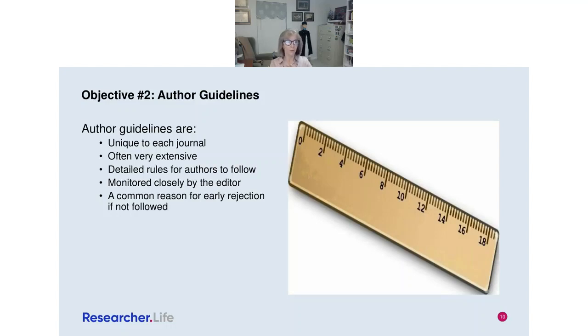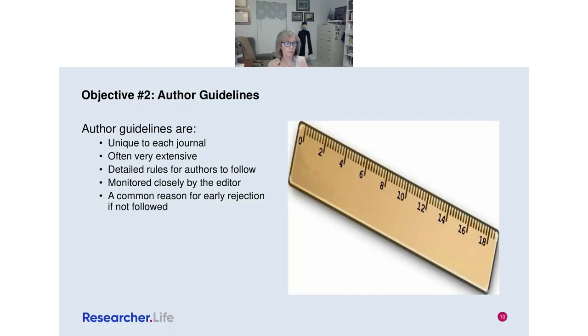All right, so after you have thought about picking that journal, once you have targeted a journal, you want to spend the rest of your time in those author guidelines. They should always be available to you online. I want you to remember that author guidelines are unique to each journal. They may be similar, but each journal has its own guidelines. They're often very extensive. You can go on our website and see our author guidelines. There are pages of author guidelines, but that's to help the author.